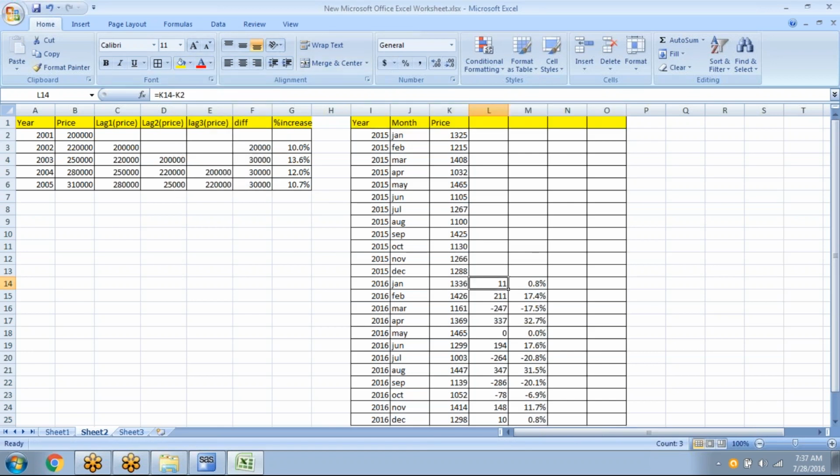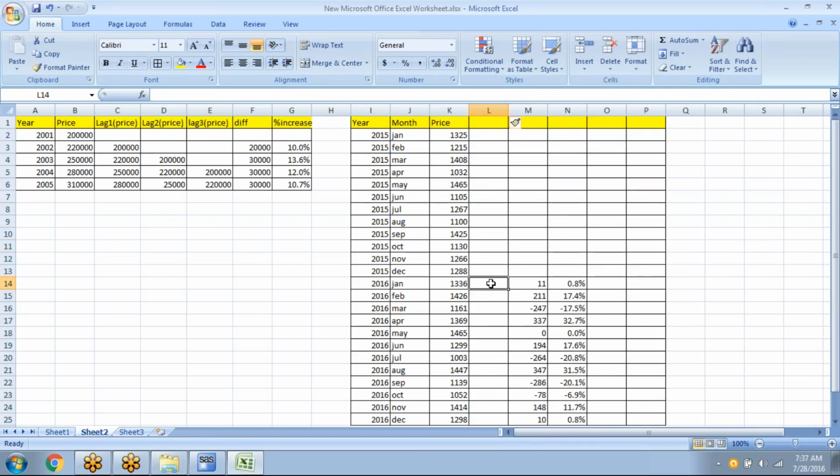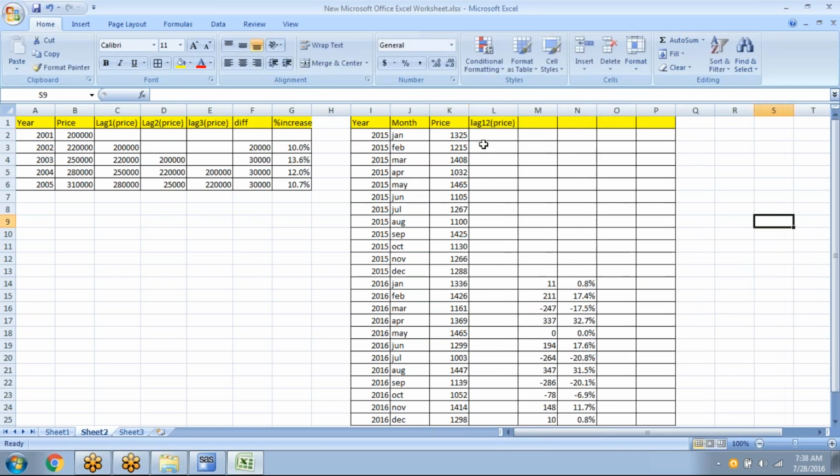See, how did I get this 11? Which lag function do I have to use? Lag 12 of price. Why? Because when it is 2016 Jan, I need to go back 12 records and fetch this value. So I have to use lag 12 of price. So here I'll get the values in this fashion.